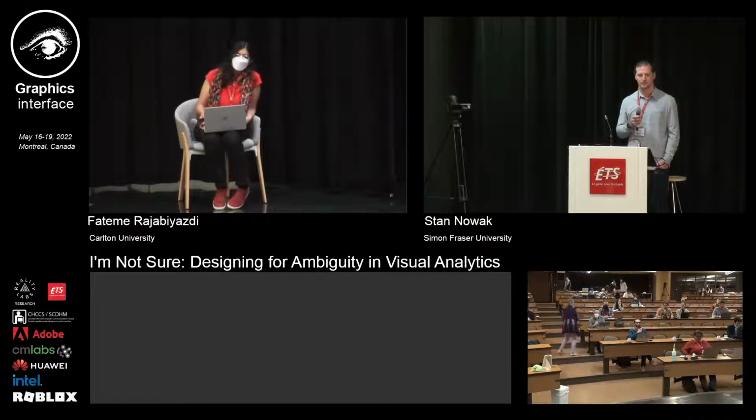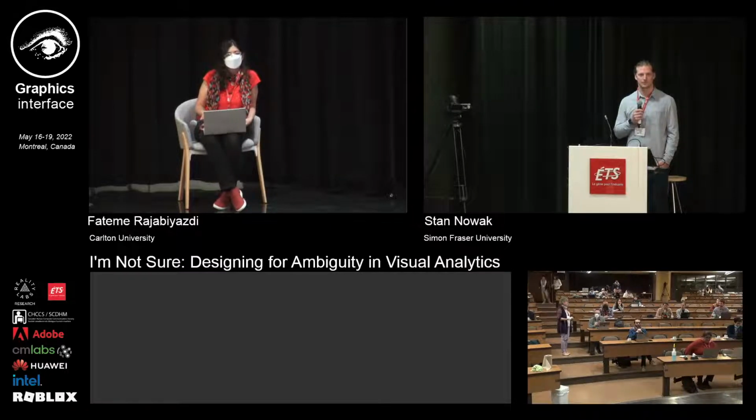Thanks very much. Great presentation. My question is around the use of the word ambiguity as opposed to uncertainty, which sort of also gets used in similar work, and I'm curious if there's a distinction you're drawing between the two.